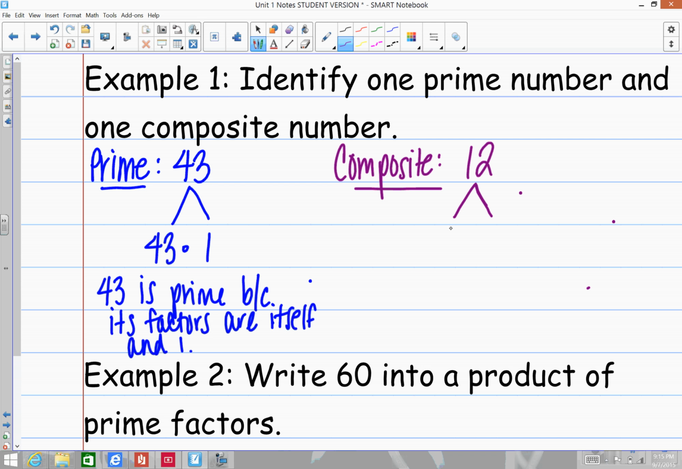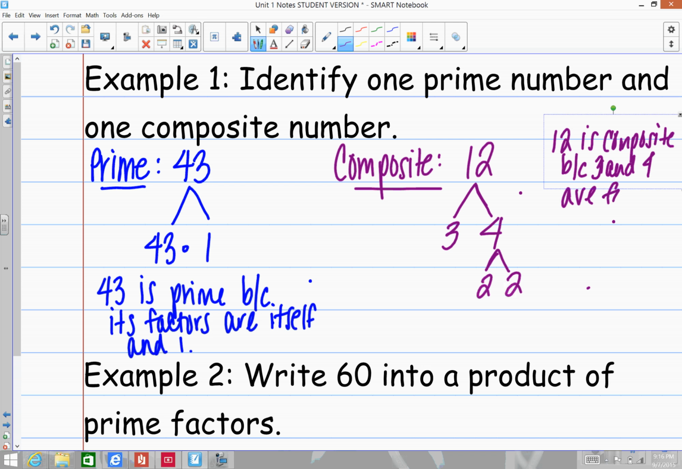So I can break this down as 3 times 4. And then I look to see, okay, can I break these down any further? Well, yes, I can break 4 down further. I can break it into 2 times 2. So I kind of did two things here. First of all, I know that 12 is composite, so let me write that. So 12 is composite because 3 and 4 are factors, which really means because it has factors other than itself and 1.